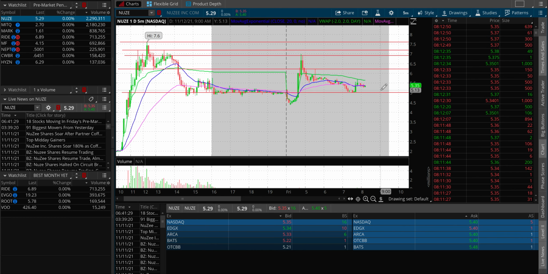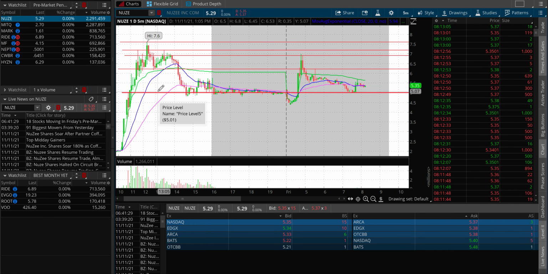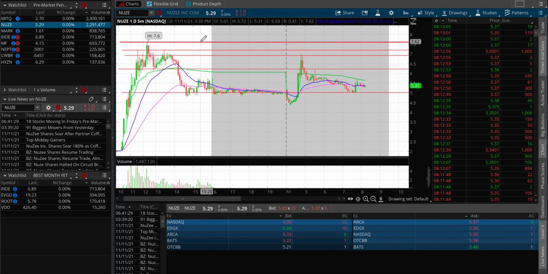Anyhow, the first one is NUZE. NUZE has been showing up on our scanner in the past couple of weeks. It has a nice range this morning. It's following a support of $5. And the high of day from yesterday is 7.6. So that's quite a big range for trading, where we can take level to level trades.